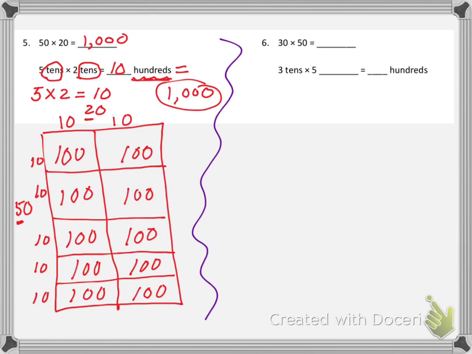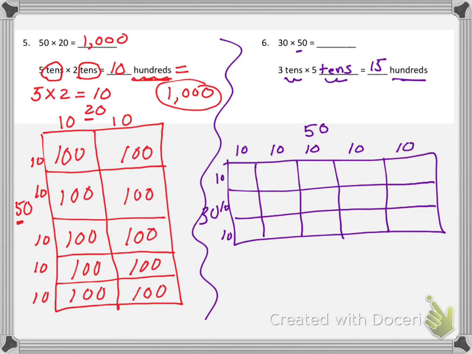Okay, so the next one says 30 times 50. So 3 tens times 5 tens, because the 5 is in the tens place, is equal to 3 times 5, which is 15, 15 hundredths. Because what do you get? 10 times 10 is 100. And if we were going to create that area model to help us, this is what it would look like.